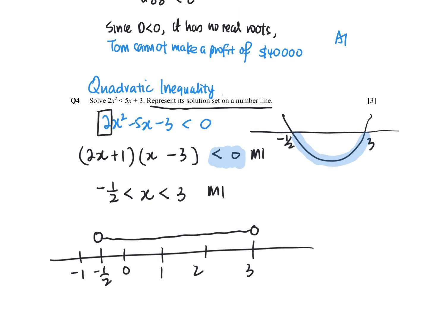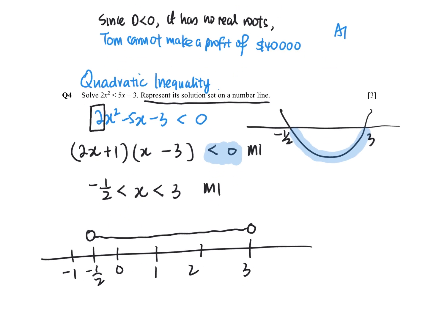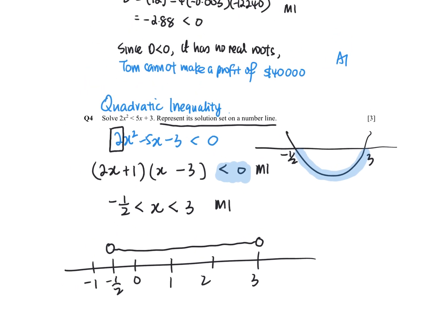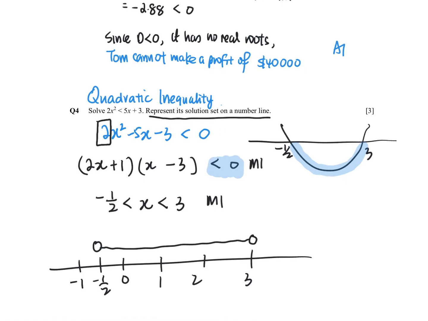Can. Yeah. Because that one is the working. So they want the solution set to be on the number line. Your solution set is this, so they want to see the final answer only. They don't want to see you drawing the overlap. Yes.